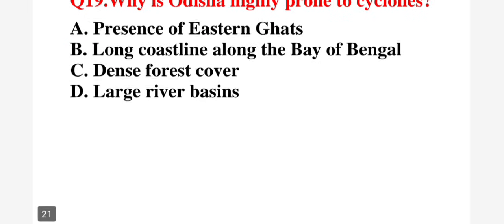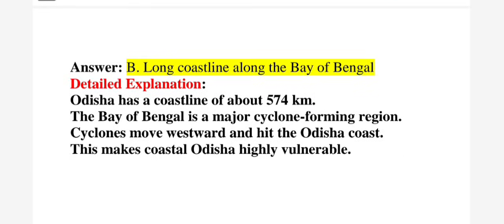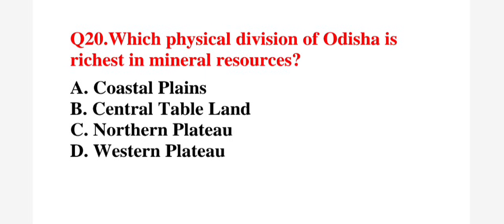Odisha has a coastline of about 574 kilometers. The Bay of Bengal is a major cyclone forming region, and the cyclones move westwards and hit the Odisha coast, and this makes coastal Odisha highly vulnerable. So let us move to the next question, that is question number 20.